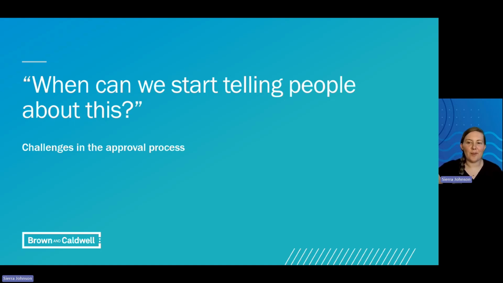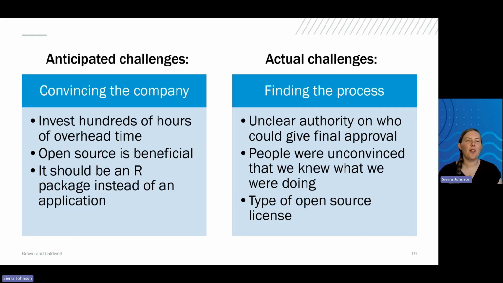So we got people on board with open source and we thought, great, we're done here. Then we ran into more hiccups in the approval process than I think we were anticipating. On the left side are the things that I really thought we were going to be convincing people of, because it took a long time to build this package. That means a ton of overhead for a company where normally our time is supposed to be billable, and I thought we were going to have to convince them that's valuable. I thought we'd have to convince them of open source. I really thought someone would push back against it being an R package, because they would say, most of us don't know R. It needs to be an application. We need to be able to use it.